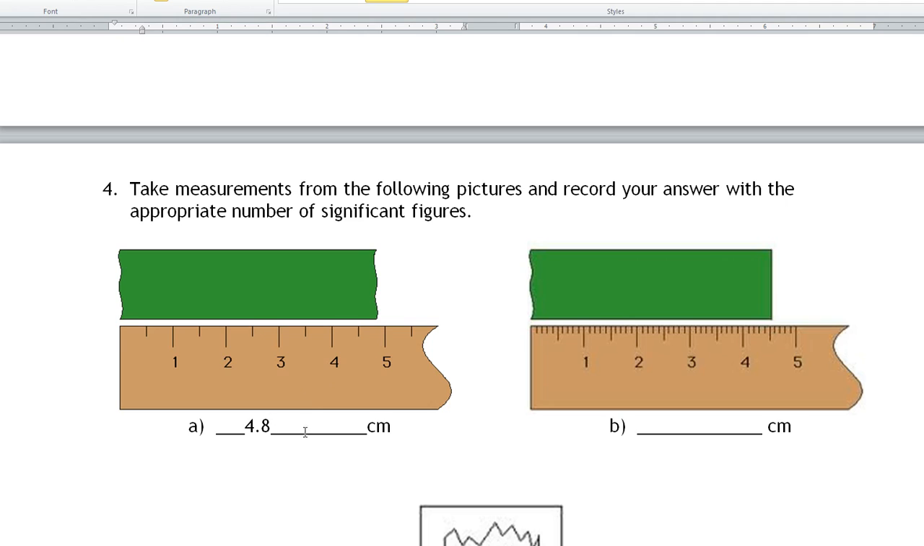Again, I can't say that I know that the 8 is certain. That's my uncertain one, but I know for sure that it's 4. Okay. Now, take a look at this one.